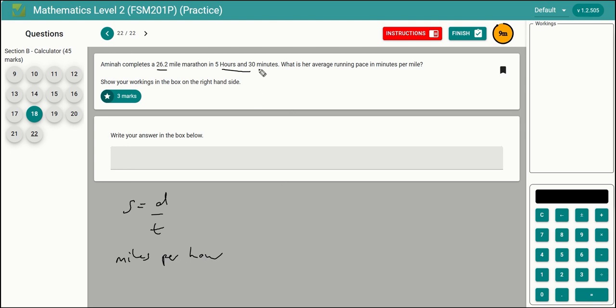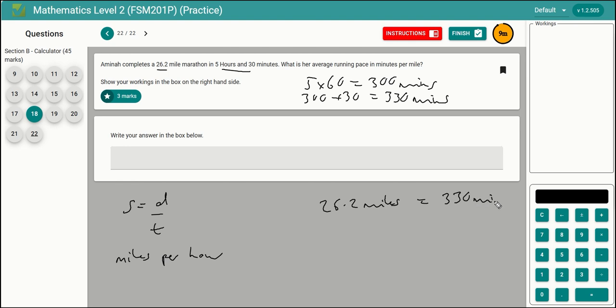So first of all, what we need to do is turn 5 hours 30 minutes into minutes. So 5 hours is 5 lots of 60 minutes, so that is 300 minutes, plus the 30 minutes. So in total, this marathon is taking 330 minutes. Okay, so let's just do it using common sense. So 26.2 miles is 330 minutes, and we want to know how long it will take for 1 mile.